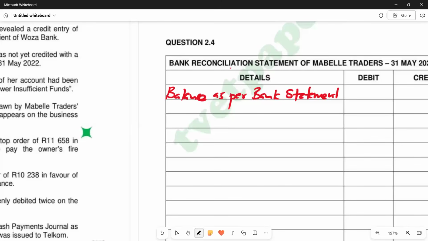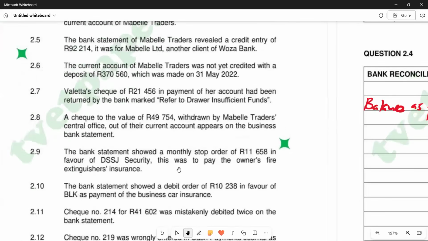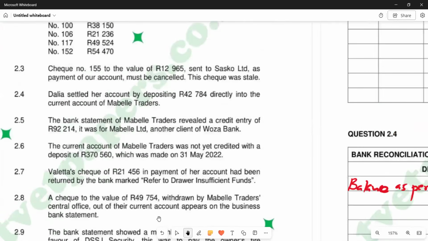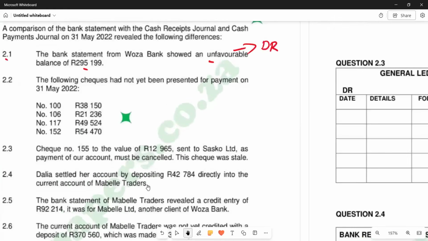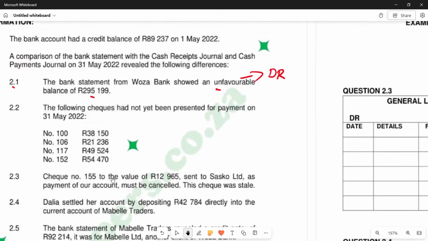Right, so we're saying it's a debit balance of 295,199. So this is what we have, and then we can go to see now. We go item by item, try to pick errors that are going to affect our bank reconciliation, or errors that are affecting our bank statement. Those are the errors that are going to be put in the bank reconciliation statement.